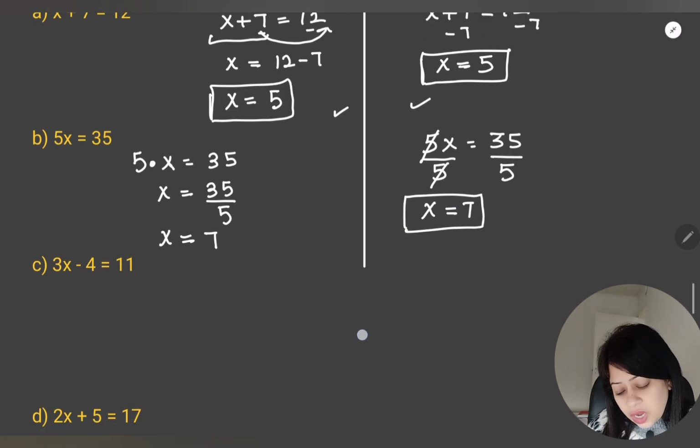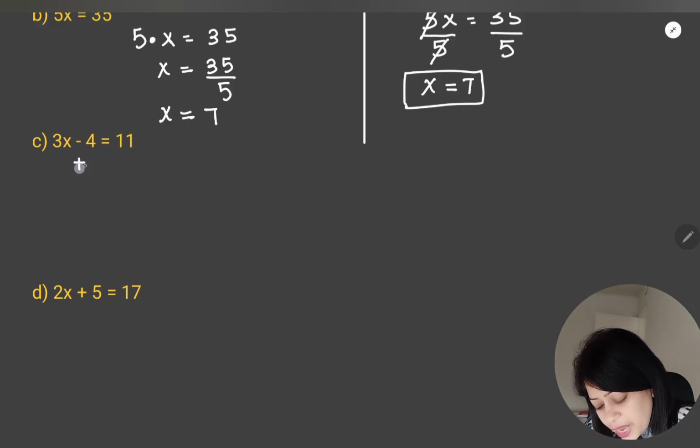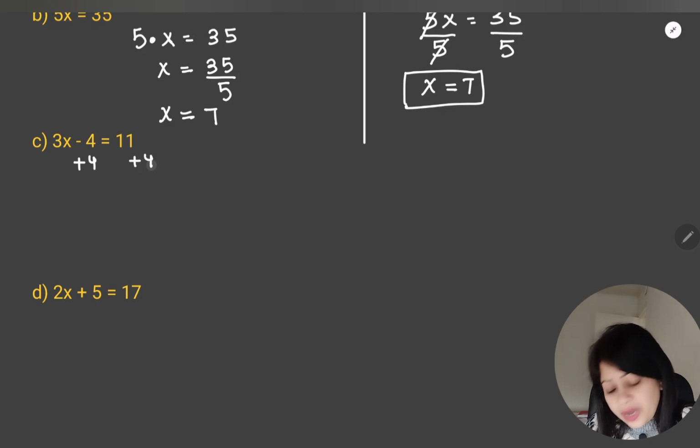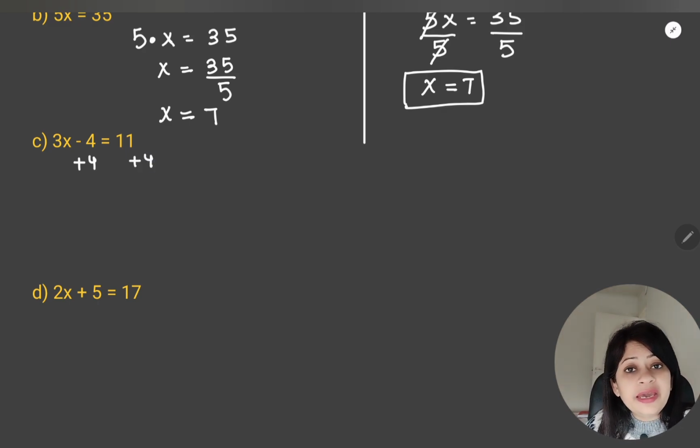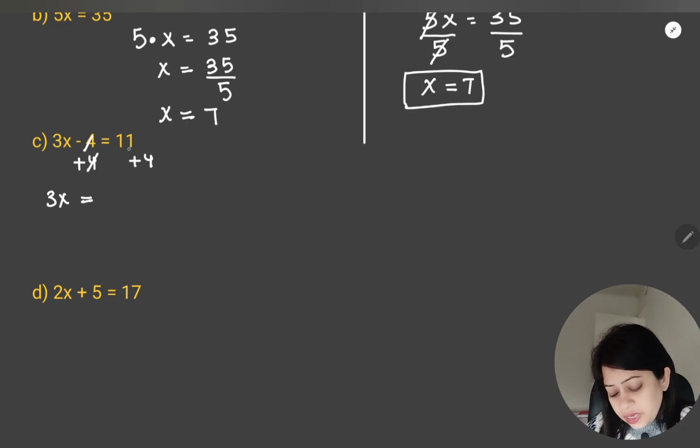Okay, so now this question, 3x minus 4 is equal to 11. Now first we will add 4 on both sides. Why? Because we want to make x lonely. Because here if we add 4, it will cancel out and we will just be left with 3x. And what is 11 plus 4? 15. Right? Now x still has 3, but he doesn't want anyone.